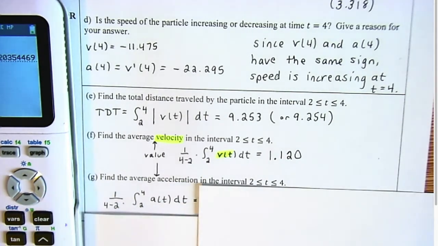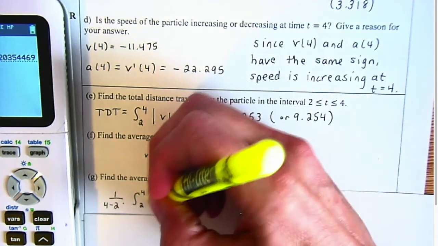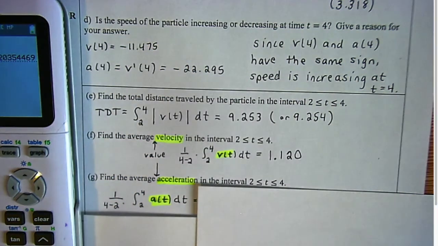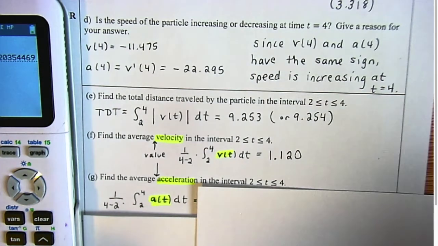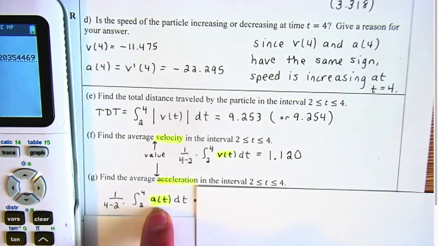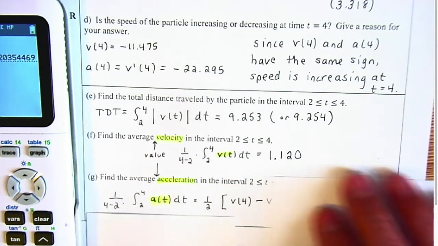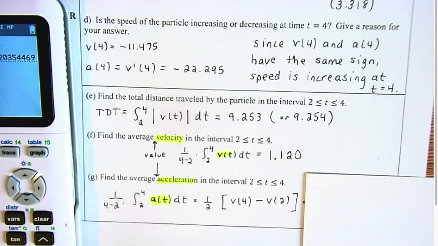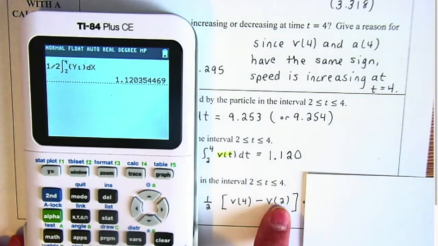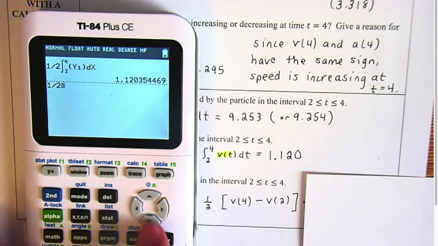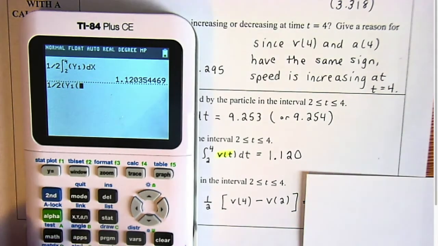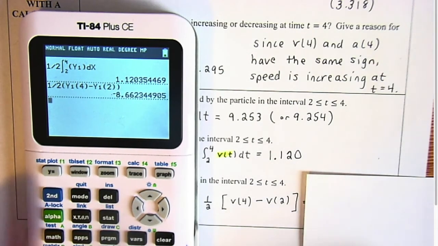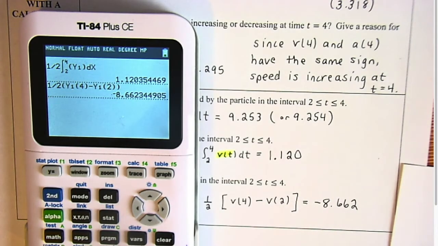Average value of acceleration. So if I want average acceleration, what's going to go here in my integrand is acceleration. The calculation of it is a little bit different because I have a velocity equation that I'm working with here. But what I know is that the antiderivative of acceleration is velocity, evaluated along those limits. So I'm just going to calculate this into my calculator. So 1/2 parenthesis. For v of 4, I'm going to type in y1 of 4 minus y1 of 2. And you get that final answer, and that is your average acceleration.